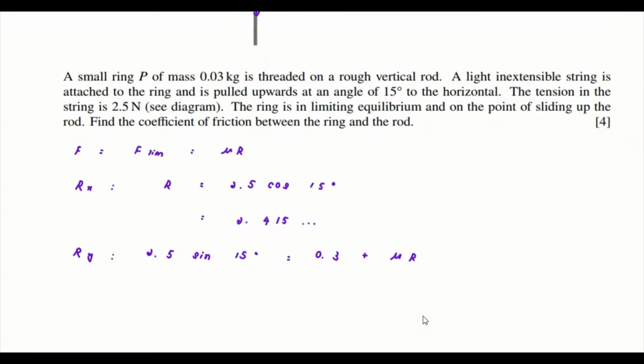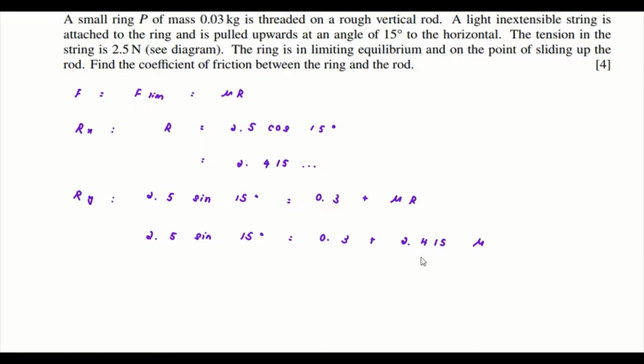All right, then let's substitute our R in this equation. So 2.5 sine 15 is equal to 0.3 plus mu times 2.415, then mu.